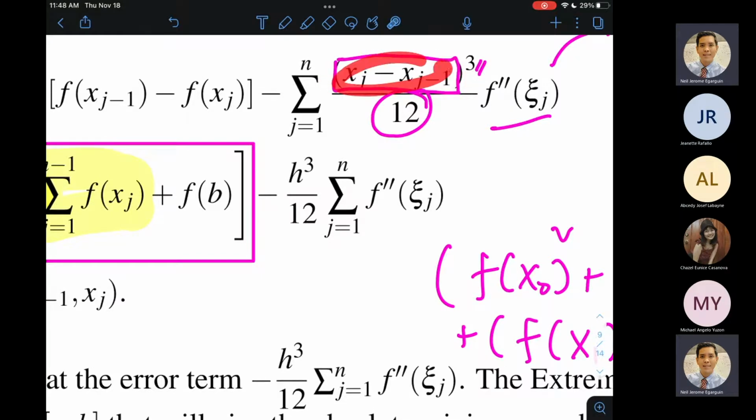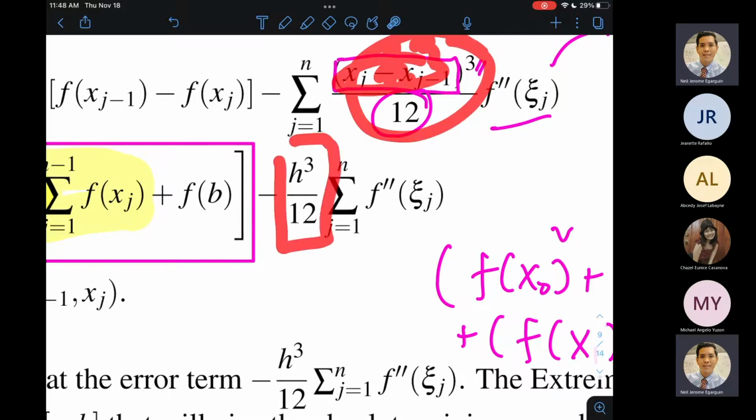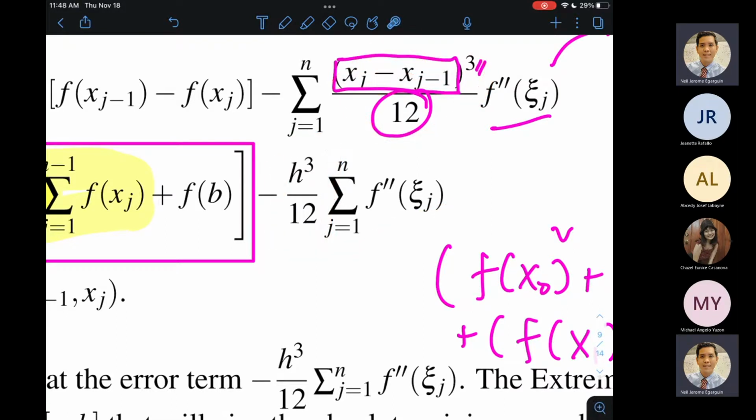So this will become h cubed. So yung h cubed over 12 pwedeng lumabas dun sa summation. So we'll be left with the sum of values of the second derivatives at some numbers on each of the subintervals. All right? And then let's take a closer look at this guy. Okay, ano yung f double prime of c sub j?